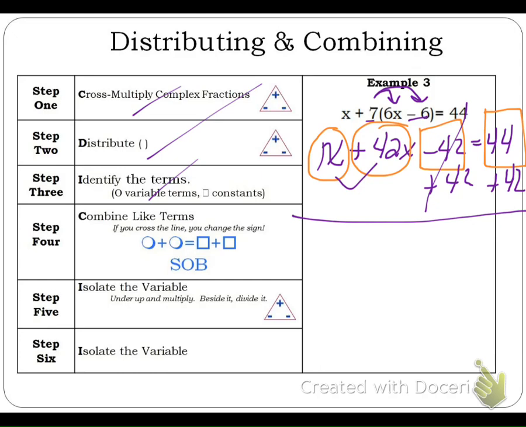So when I combine, it means I need to combine my circles to my circles and my squares to my squares. You know, my variable terms together. So I have 1x plus 42x equals 43x. Don't just write 42x. Everybody forgets about that 1 there that you need to add to the 42. Is equal to, and I combine my constants together now. 44 plus 42 equals 86.